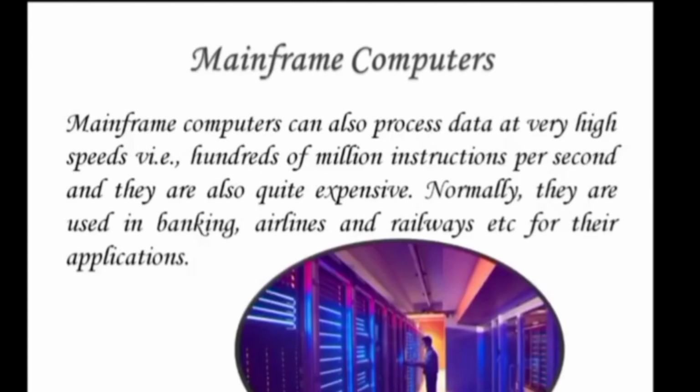Now the next is mainframe computers. Mainframe computers can process data at very high speed, that is, hundreds of millions of instructions per second, and they are also quite expensive. After the supercomputer, the next type of computer is the mainframe computer. It is a very high speed computer that can perform calculations at hundreds of millions of instructions per second, and basically these are quite expensive. Normally they are used for banking purposes, airlines and railway queries. For these applications we use mainframe computers.